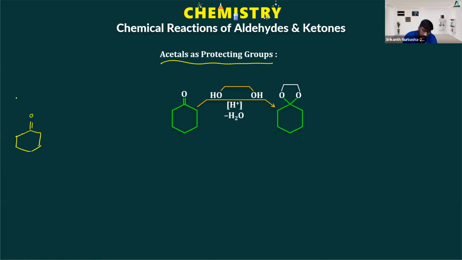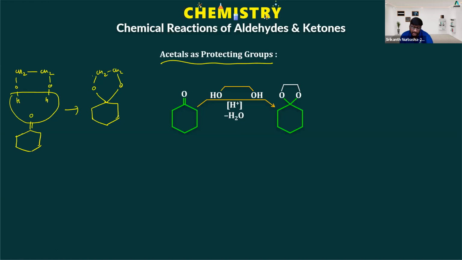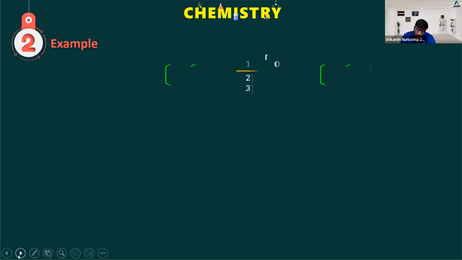This is how you can understand. The oxygen from the C double bond O and two hydrogens from the OH groups are going to be lost. We will be generating the 6-membered ring as it is, connected with oxygen, oxygen, CH2, CH2. The cyclic ketal is going to be formed. If you try to add water to the cyclic ketal in the presence of acidic medium, you will get the ketone again. Try to solve this question.